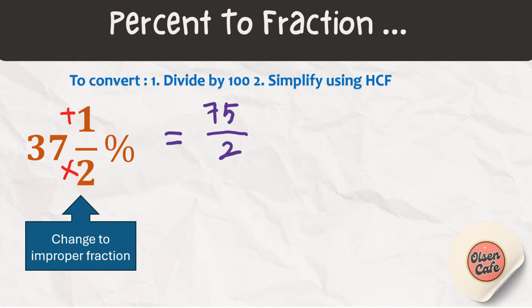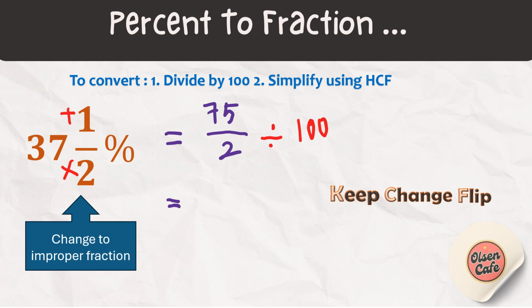Now, let's again apply what we understand about percent. So percent simply means out of 100 or divide by 100. So therefore, I'm going to take 75 over 2 divided by 100. Now, once we are here, we can actually apply what we learned earlier on, which is keep, change, and flip. So I'm going to keep 75 over 2, and I'm going to change the divide sign to multiply, and then 100, I flip, I will get 1 over 100.